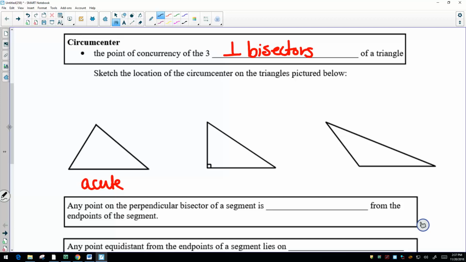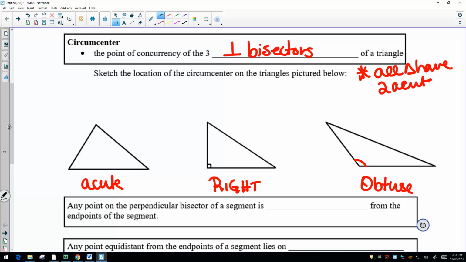I'm going to call the second one a right triangle, because again, it has one right angle. And I'm going to call this last triangle an obtuse triangle, because it has one angle that is obtuse. In general, all triangles have two acute angles. Maybe make a little note to yourself. All triangles have two acute angles. It's that third angle that determines the name.